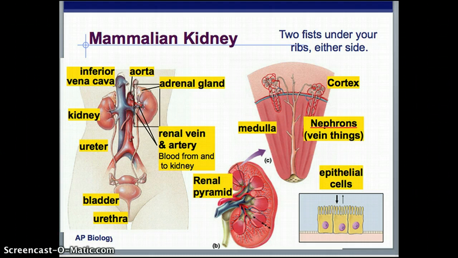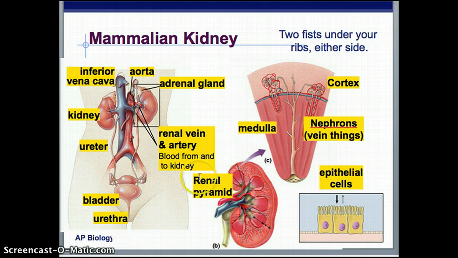All right, so here's the kidney. If you take two fists and you put them right underneath your ribs on either side, that's where your kidneys are. So here, there you go, there's your kidneys. Here's the body shape right there. Got the aorta, the adrenal gland, inferior vena cava. Here's the kidney, the renal vein and artery. Remember, arteries take blood away from the heart, so it's bringing blood to the kidneys. And the vein takes blood to the heart, so it takes blood from the kidney to the heart. Then here's the ureter. We're going to talk about that. So we've got making the urine in the kidneys, then it goes through the ureter, into the bladder, and then muscles contract and force it out through the urethra.